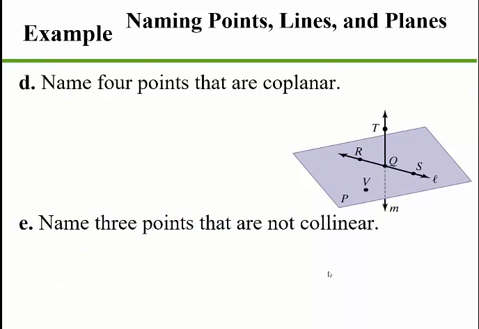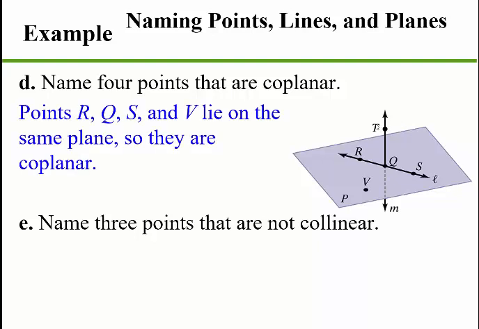Okay, next, let's name 4 points that are coplanar. So if collinear means they're on the same line, then obviously coplanar means that they're on the same plane. So 4 points that are on the same plane, looks like R, Q, S, and V are on the same plane. Not up here. T is not on this plane. All right, so points R, Q, S, and V lie on the same plane, so we call them coplanar.